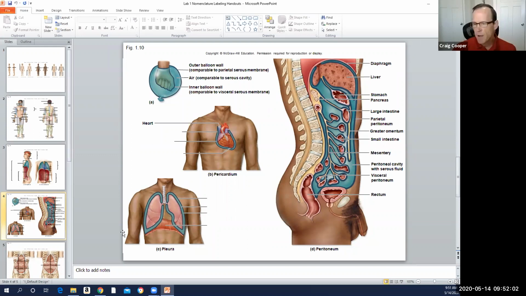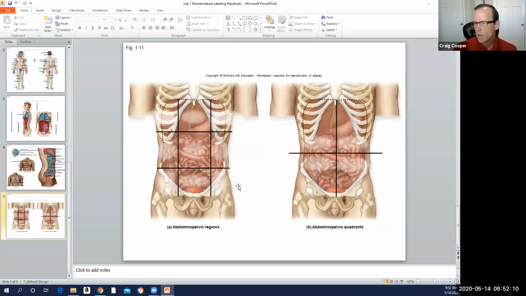And then the final one is looking at the different quadrants and regions in the abdominal pelvic area.